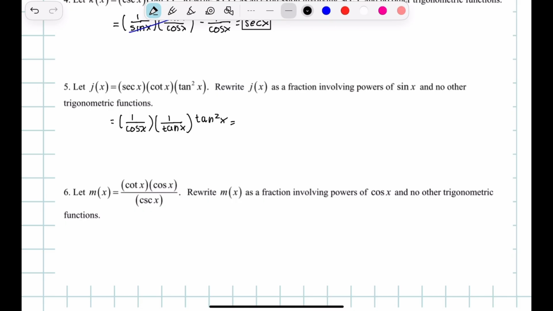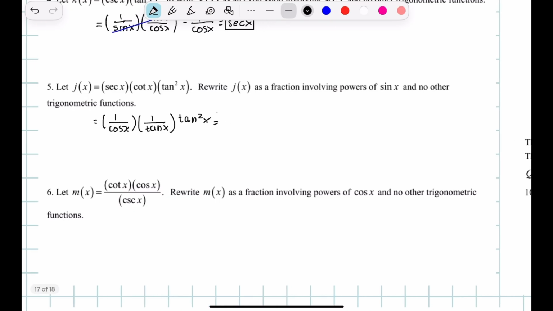Okay, so now we're going to rewrite this as tangent of x over cosine of x. The reason being, we can cancel one of these tans because of the common factor, and we keep the cosine of x. And now we're going to target just the tangent of x. So the tangent of x is just going to be rewritten as sine of x over cosine of x.